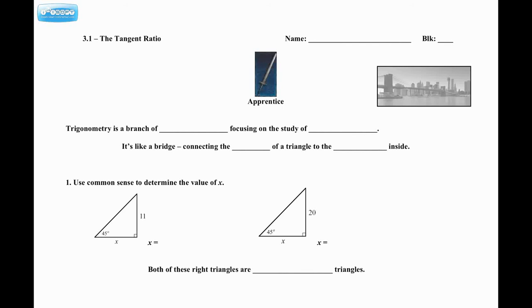Welcome to Chapter 3. This is Trigonometry, Section 3.1, the tangent ratio. Before I get into what the tangent ratio is, I need to talk a little bit about what trigonometry is. Specifically, it's a branch of geometry, geometry being the study of different shapes. But trigonometry, if you were to guess from tri, focuses on the study of triangles.